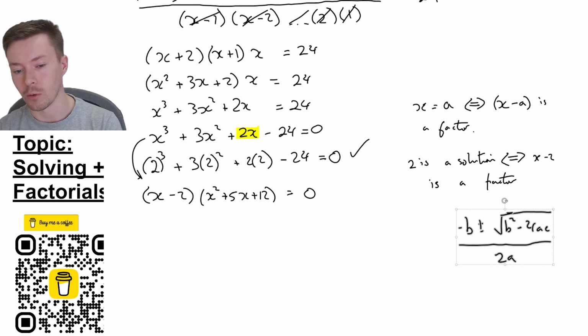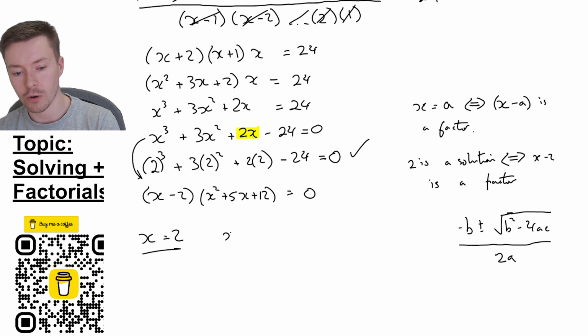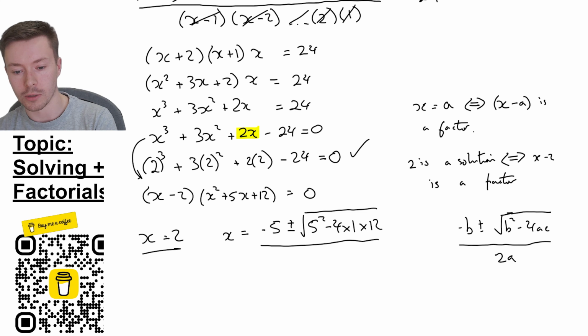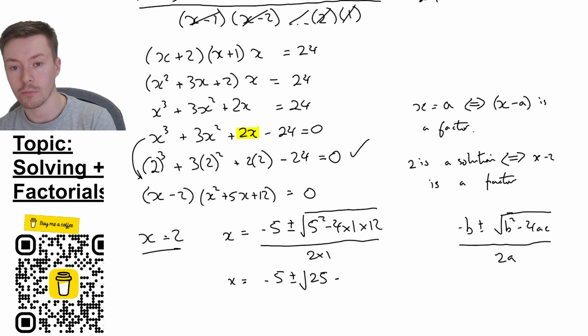So I'm going to write this out. So we know that x is equal to 2 is one solution. But our other solutions we can get from using this quadratic formula. So minus 5 plus or minus the square root of 5 squared minus 4 times 1 times 12, all divided by 2 times 1. So that gives us that x is equal to minus 5 plus or minus the square root of 25 minus 48, all divided by 2.